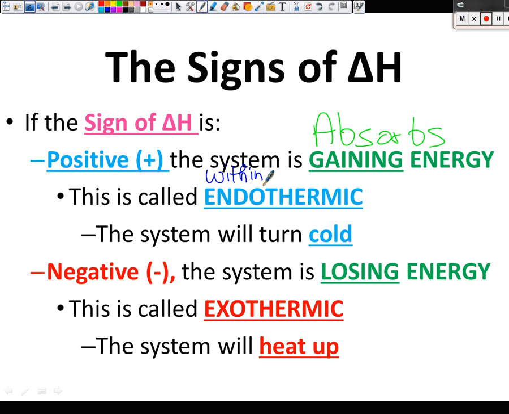Because remember this, sometimes these are chemical changes. So if it's endothermic, what happens to its temperature? It gets cold. Now, here's the deal with the word cold, and when we talk about heat up or hot in just a second. Those two words are arbitrary. What is the definition of arbitrary?